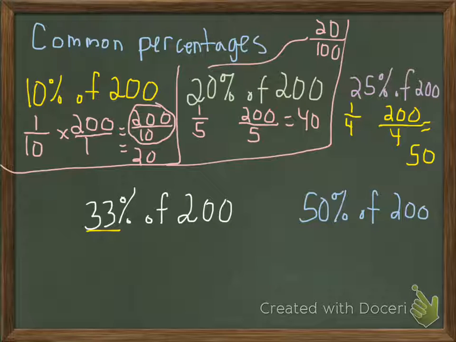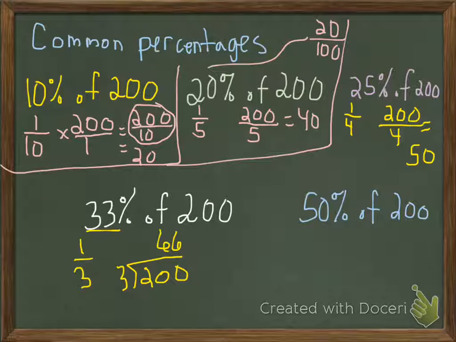33%, it's actually 33.3, but we round it down. That's the same as 1/3 of something. This is a little trickier. Here we're going to divide by 3, and this is also a little bit trickier because you're not going to get a whole number. You're going to get 66.6. So your discount, 66.6.